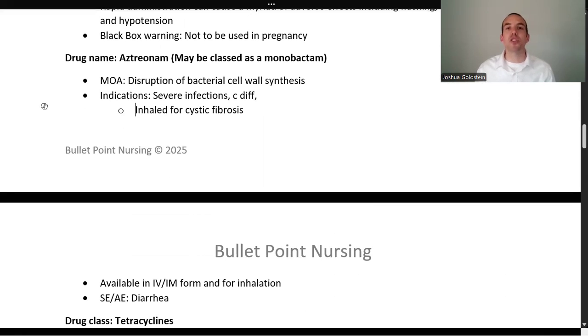The next drug we have is aztreonam. I've seen a few of the newer guidelines calling these monobactams as the drug class, but some just leave it as aztreonam. These, again, work by interrupting bacterial cell wall synthesis, and we've come to the end of the bacterial cell wall synthesis ones. And these are used for severe infections. These are generally given IV or IM. Again, these are not for your everyday infections. These are for severe infections, mostly used in the hospital setting.